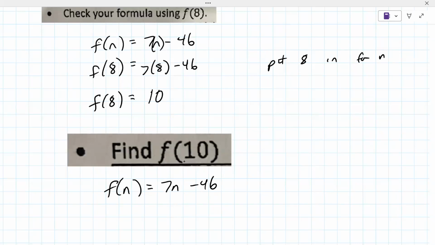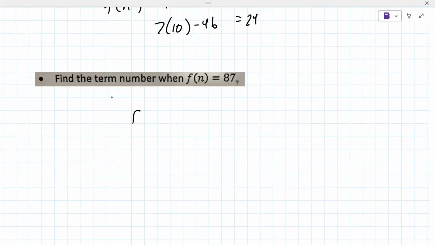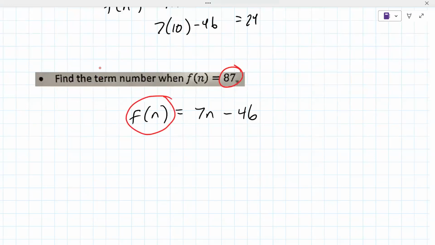Would it be 24? 7 times 10 minus 46 is 24. Now the backwards question. This is where you're going to do something slightly different. It says find the term where f of n equals 87, f of n equals 7n minus 46. So this time, just like in the previous problem, this 87 replaces all of this.